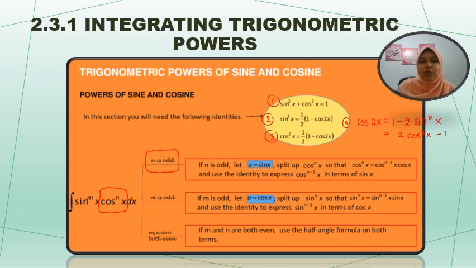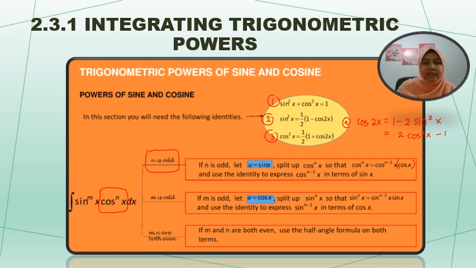Then split up cos x to the power of n, so that cos x to the power of n equals cos x to the power of n minus 1 times cos x. We split this up so that the function will have the cos x times cos x to the power of n minus 1. And then use the identity to express the cos x to the power of n minus 1 in terms of sine x.